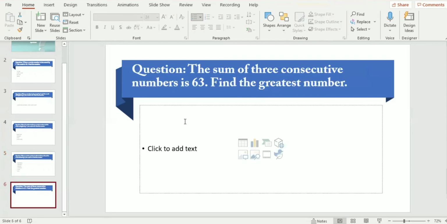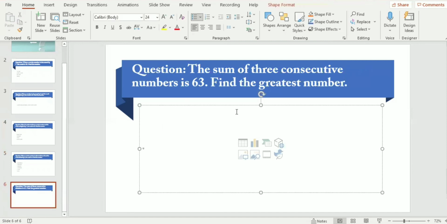Now we have our last question for this video, which is: the sum of 3 consecutive numbers is 63, and we have to find the greatest number. Consecutive means that the numbers are coming after each other, which means that they are increasing by 1, like 7, 8, 9, 10, 11, 12. These are the consecutive numbers.